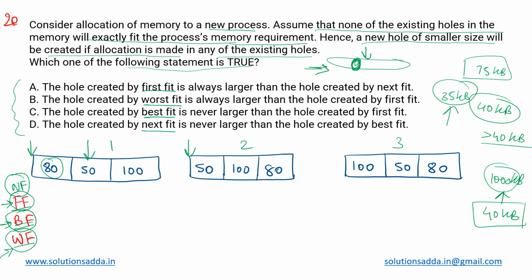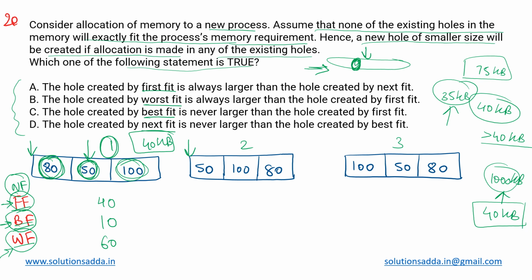So let us analyze for our process having size 40 KB. In this first case, when we use the first fit, then the hole which we will be using is this, having the size 80. So the hole that will be created will have the size of 80 minus 40 equal to 40. Similarly, if you use the best fit in this one, then the hole that will be used will be this 50, having the size 50. Hence, the hole created will be having a size of 10. Similarly, coming to worst fit, it will use this 100, and hence the size of the hole that will be created is 100 minus 40 equal to 60.